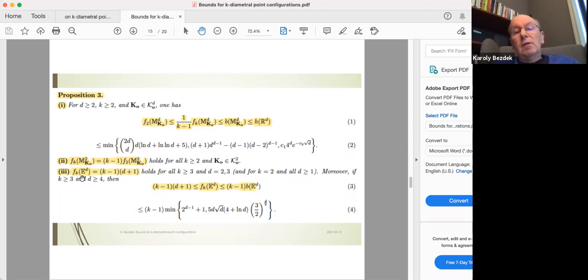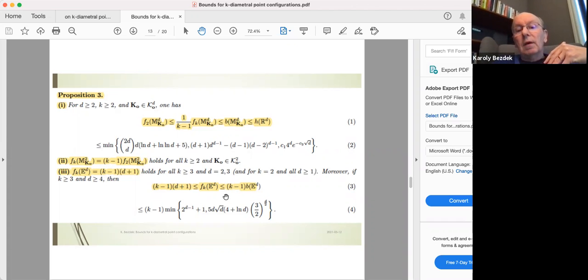Even in the case when the norm is Euclidean, I know only in dimensions 2 and 3 the exact values of the maximum cardinalities of k-diametral point configurations. That's given by this formula. And starting from dimension 4, I have only these estimates that you see here.